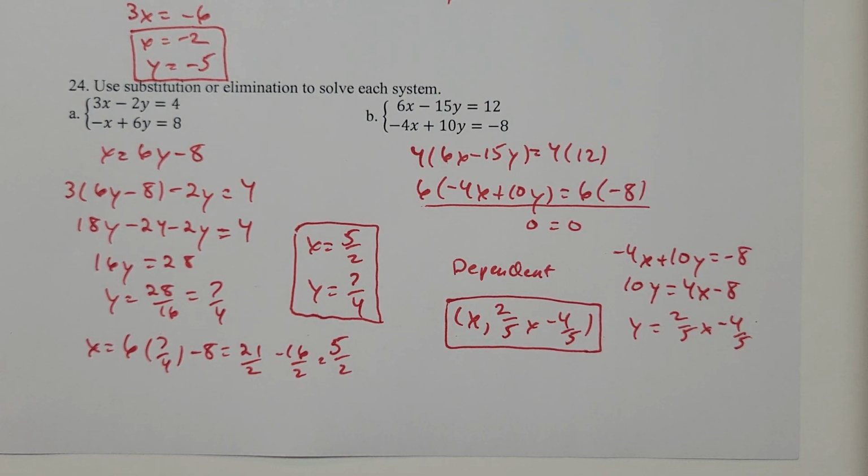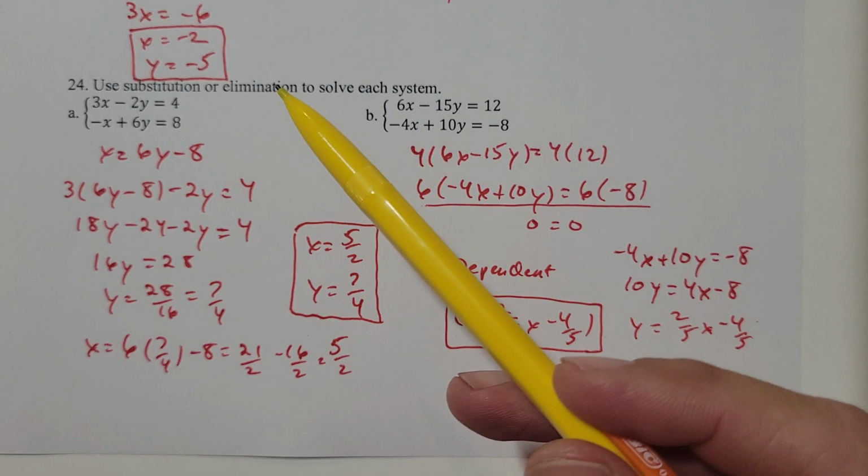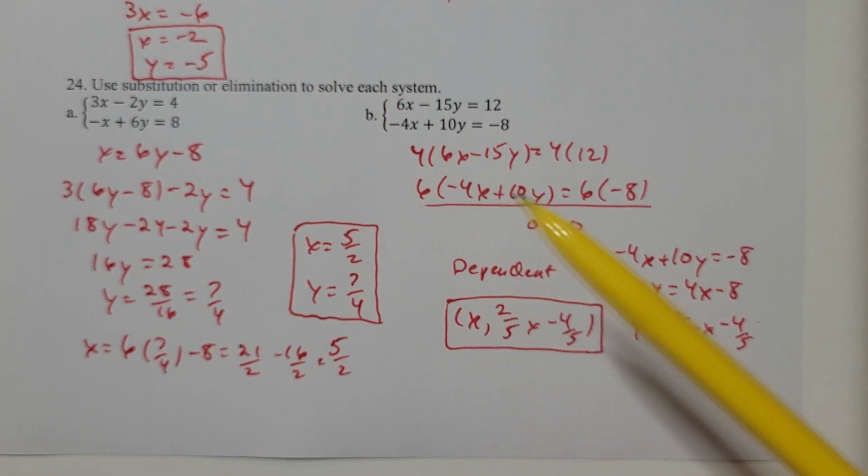Okay, we're on problem 24. In problem 24, we're going to use either the substitution method or the elimination method to solve each system. I'm using the substitution method on this first one and then the elimination method on the second one. Again, the elimination method is the same thing as the addition method.